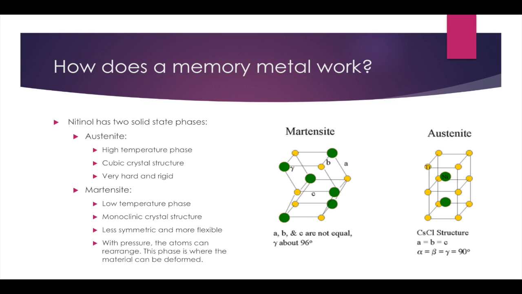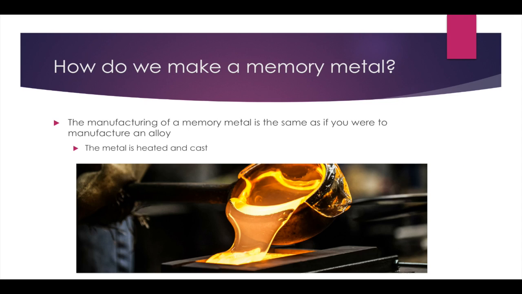Martensite is less symmetric but more flexible than austenite. Because of this, with pressure, the atoms can rearrange. This phase is where the material can be deformed.